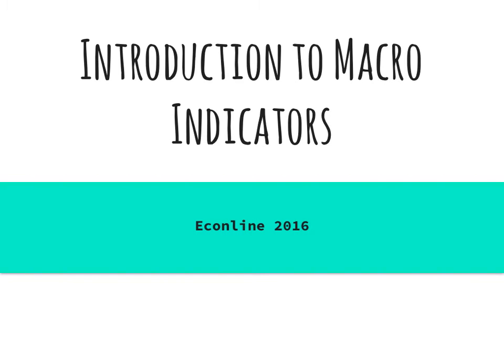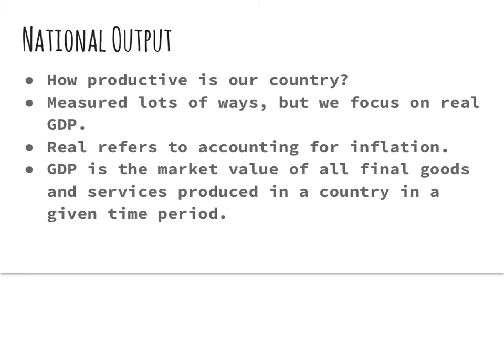This is going to be a brief introduction to the macro indicators you're going to learn more in depth on later. So one of the first measures of the entire country's economy is how much do they produce, the national output. So how productive is our country or other countries, and we can use this to compare countries and how productive they are in terms of total production. It's measured a lot of different ways, but we really focus on real GDP. Real referring to the fact that it's going to account for inflation, and we'll talk about that later.